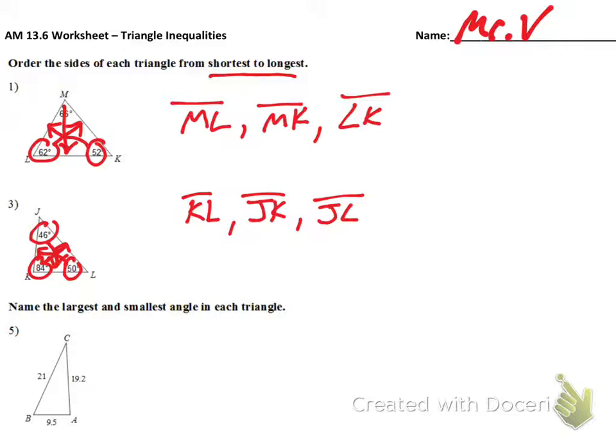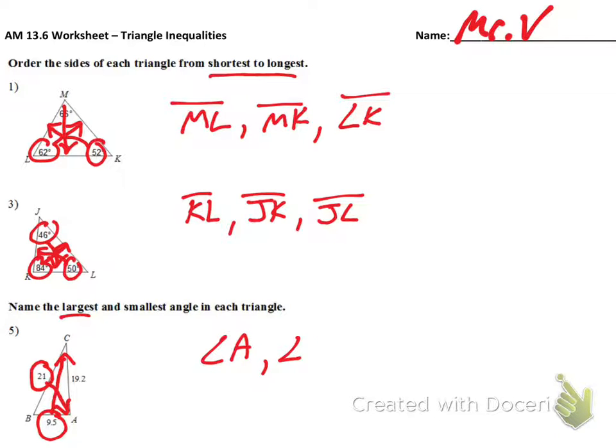All right, here at number 5, we need to name the largest and smallest angle in each triangle. So again, if the angle correlates to the side, then the side correlates to the angle. So to find the largest angle, I would need to find the largest side. So this is the longest side, and its opposite would be A. So angle A is your largest, and the smallest would be the smallest side. So that's 9.5, which is BA, which correlates to angle C.